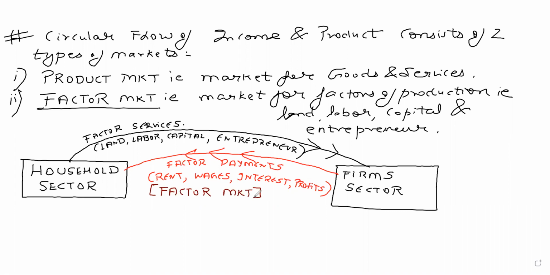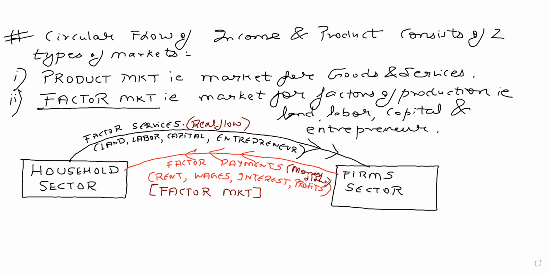And you can clearly see within this factor market, what is the real flow? Real flow is nothing but the flow of factor services from the households to the firms, because they do not involve money. And what is the money flow? Money flow is the factor payments from firms to the households because they involve money. So I can write this is my money flow.